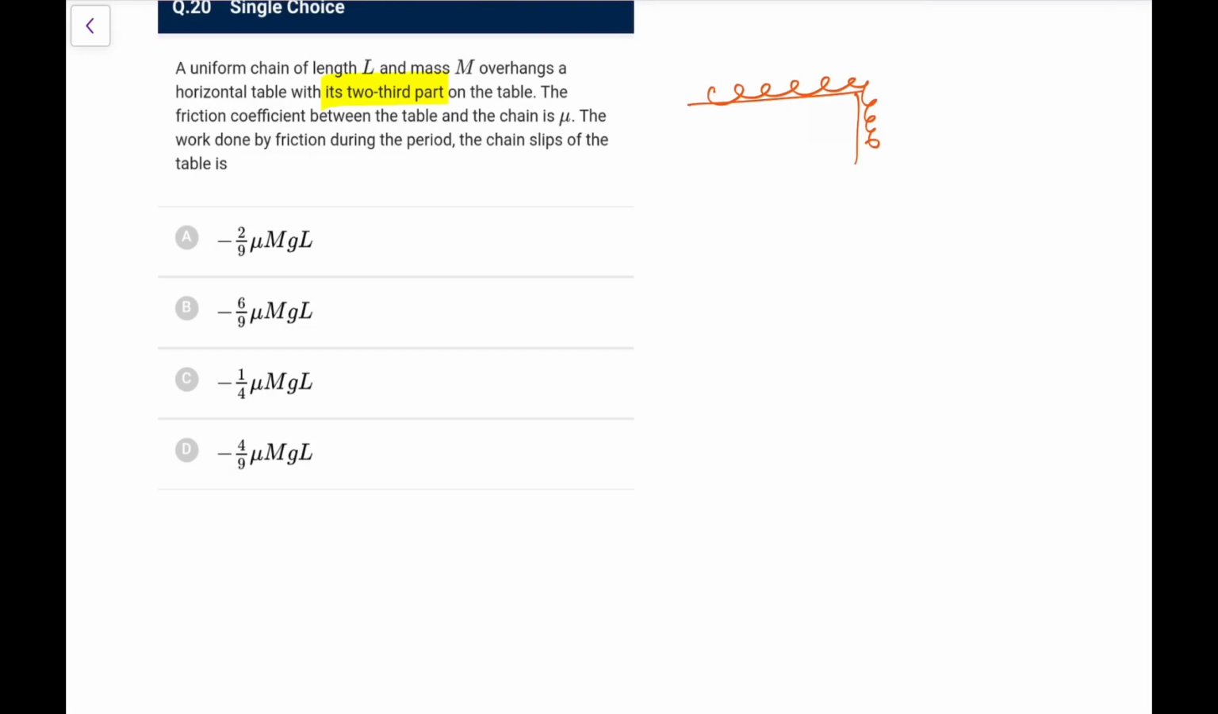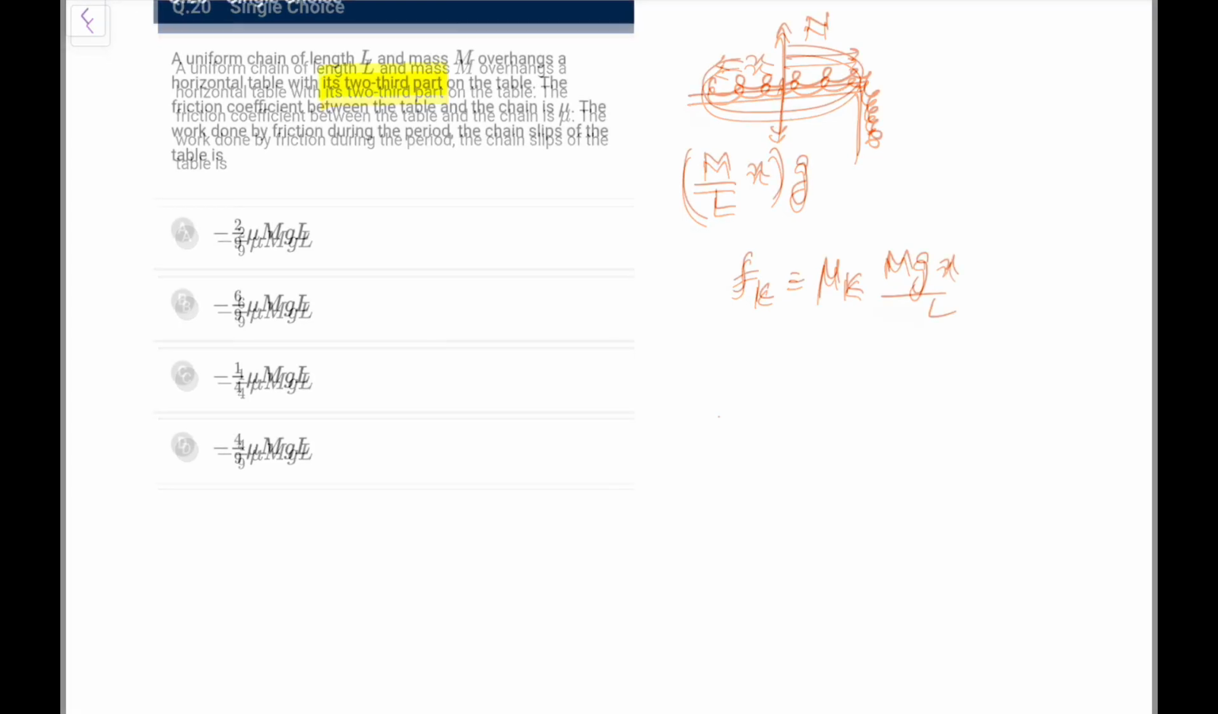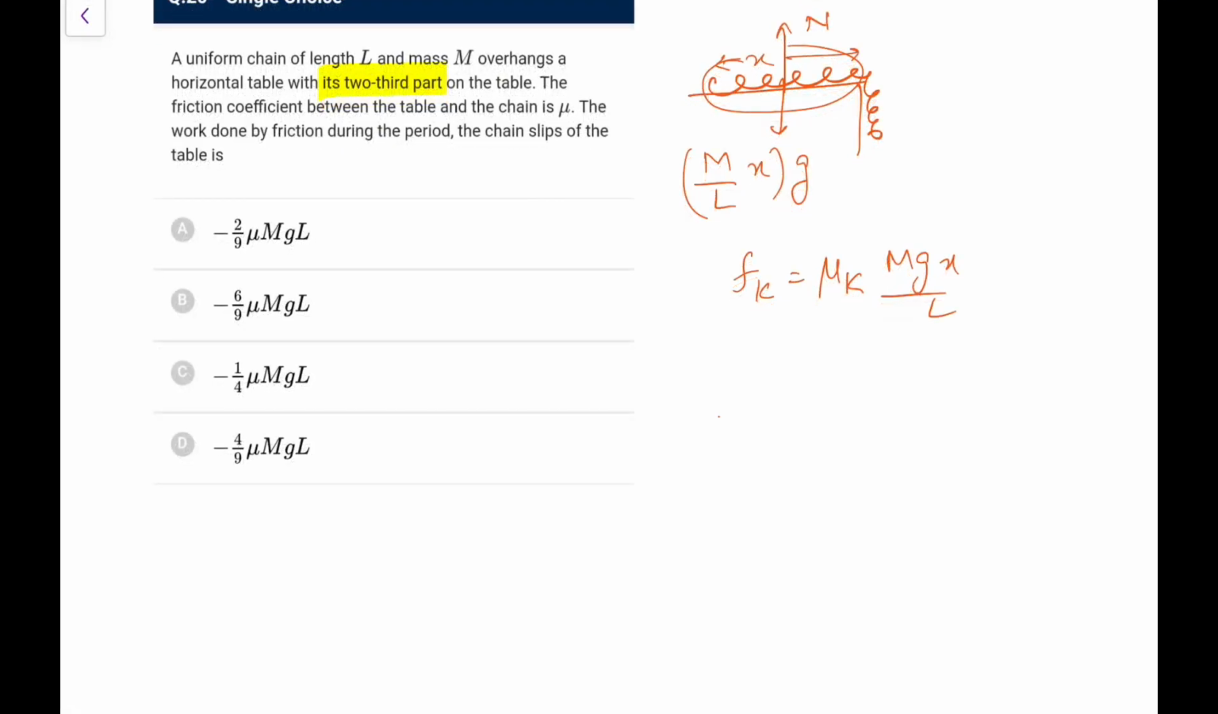So simply, let's assume X length is over the table. Then the normal reaction would be equal to the mass M by L into X into g. So the friction Fk would be mu K mgx by L. The work done in a small displacement would have a minus sign, but I'm just calculating the magnitude, it would be Fk dx. So the whole work done would be given by the integration of mu K mgx by L dx, where x varies from 2L by 3 to 0.